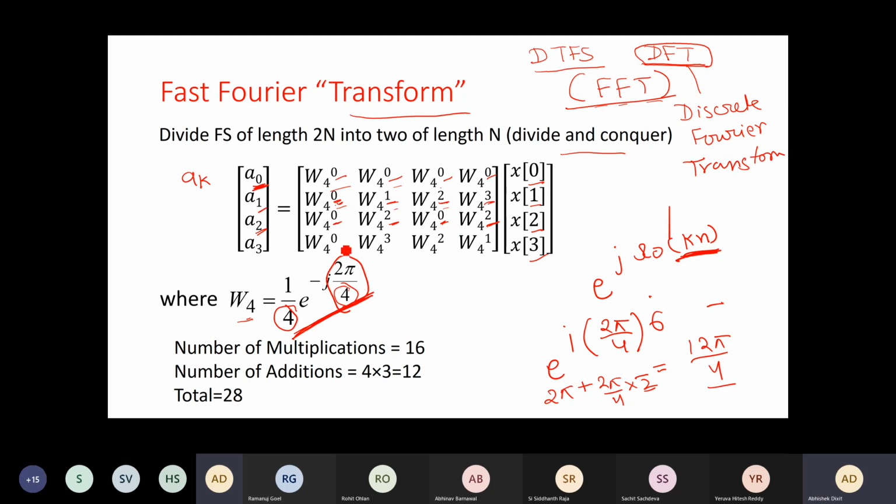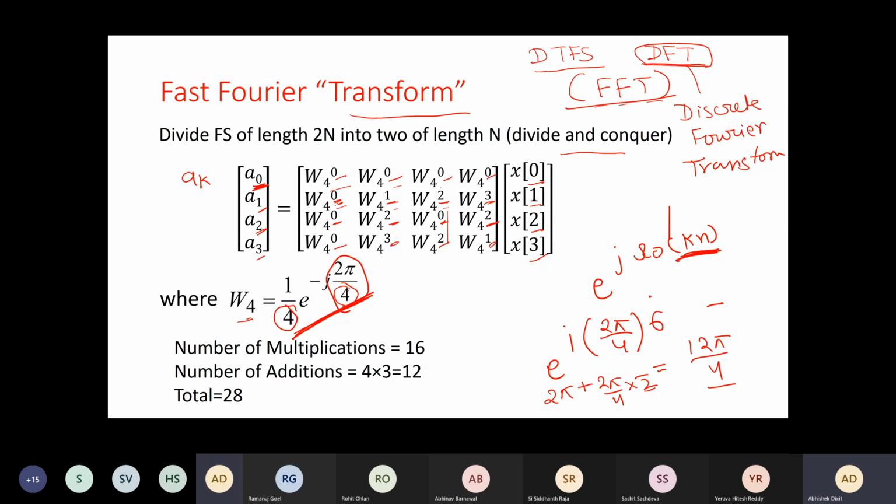Similarly, kn 0 will mean 0. K is 3, so 3 times 1 is 3. 3 times 2 is 6, which is 2 modulo 4. 3 times 3 is 9, modulo 4 is 1. Okay. So let us start talking about these things in the next lecture. I will start from this point in the next lecture.